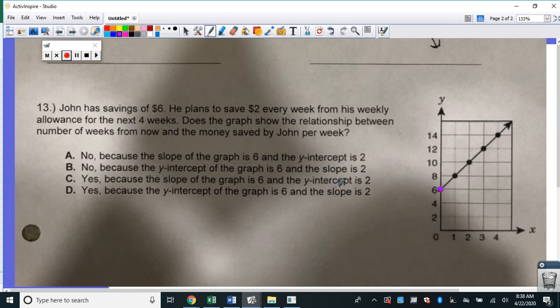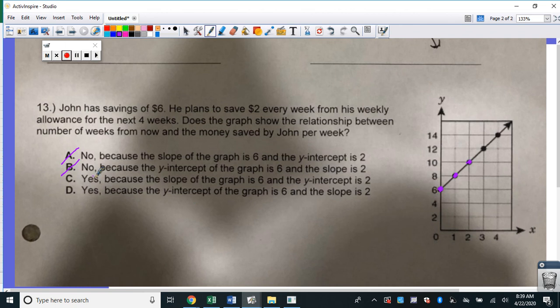And then he plans to save $2 every week. All right, so if he has $6 and he's saving $2 the next week, then he should have $8 after 1 week. So if I look here at 1 week, he does have $8. Okay, so then he's going to save $2 after that the next week. So after 2 weeks, he should have saved another $2, and he would have $10. So yes, this graph does look correct. So I can eliminate A and B.